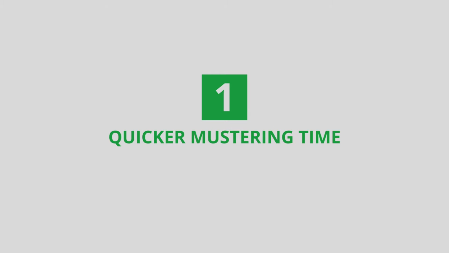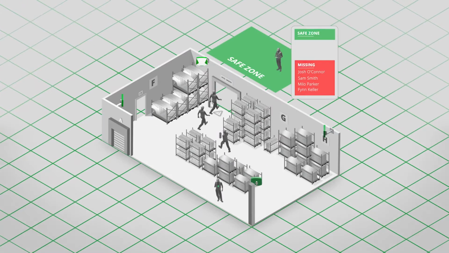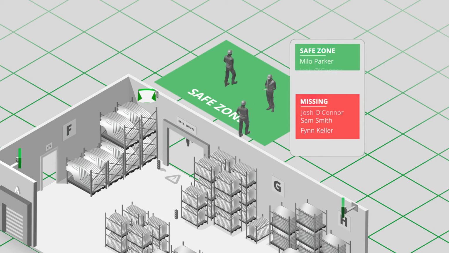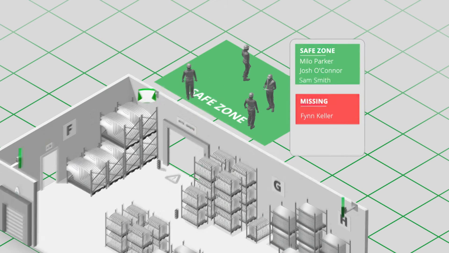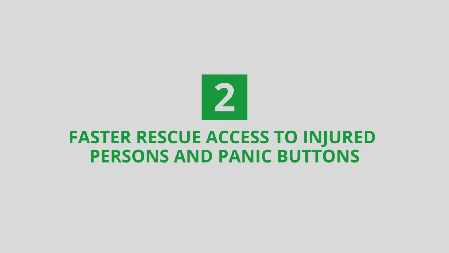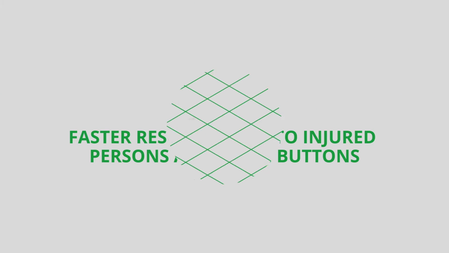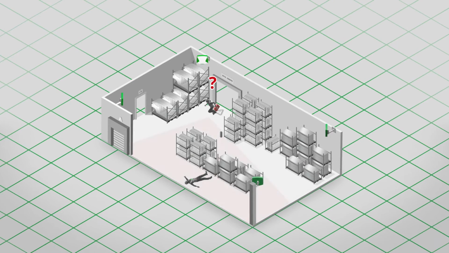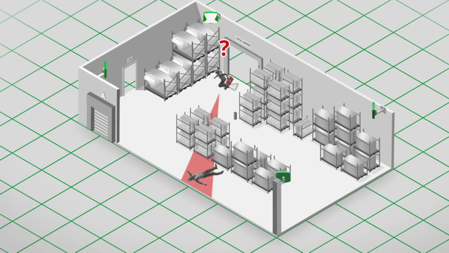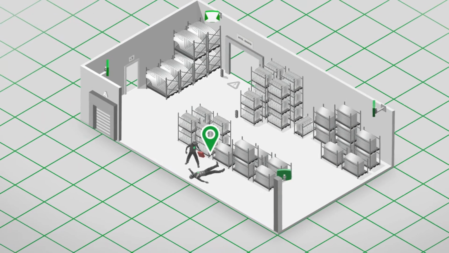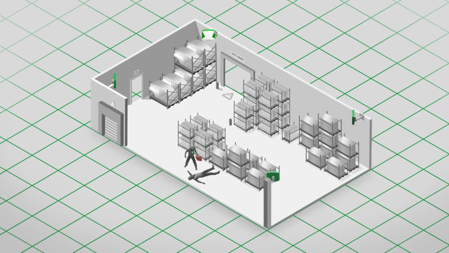Optimize mustering time. Significantly reduce the time it takes to complete mustering with instant evacuation list and real-time updates for those unaccounted for. Ensure the fastest possible response to employee injury. In case of emergencies, know the exact location of affected personnel and dramatically reduce the time necessary to rescue them. Equip employees with man down features and panic buttons on their tags that ensure immediate response.